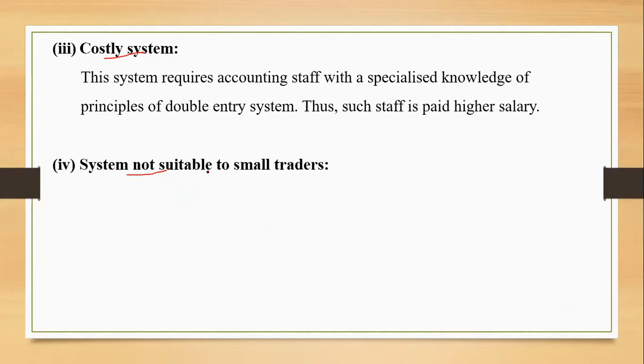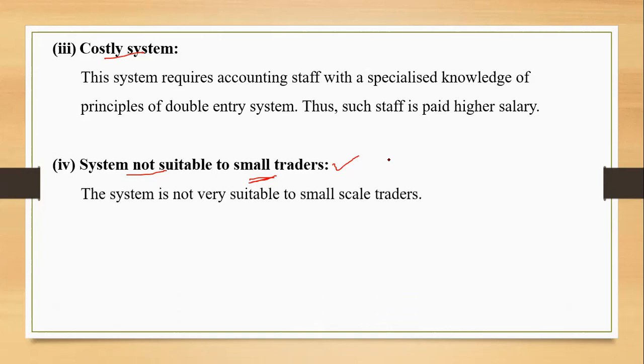System not suitable to small traders. Small traders are the ones who follow the single entry system, wherein they hardly maintain two books, the receivable book and the payable book, in which they just write the names of the persons from whom they have to receive money and to whom the amount is to be paid. Just two books they maintain. So small traders, small hawkers, roadside vendors, or sole proprietors in residential areas maintain a single entry system, and the double entry system is not at all suitable to small traders.